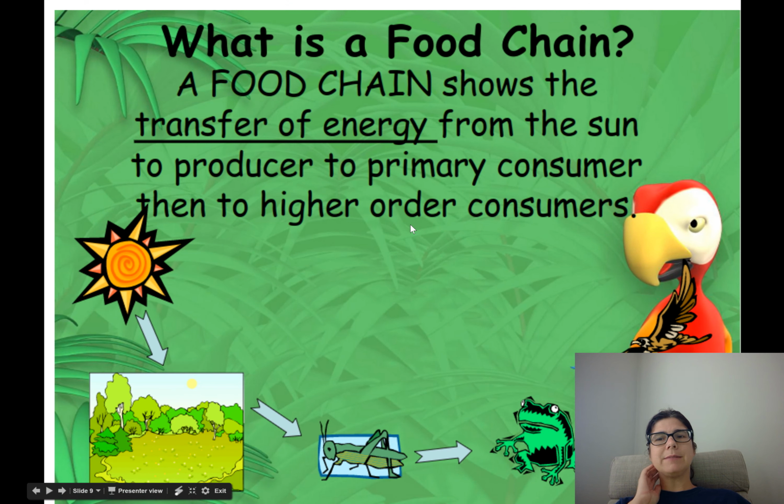Now, oftentimes we show this relationship of energy moving through an ecosystem with a food chain. And you probably talked about these in middle school. A food chain shows the transfer of energy starting with the sun. It always starts at the sun to the producer, in this case, the grass, to the primary consumer that eats the grass, and then to your higher order consumers. Okay.